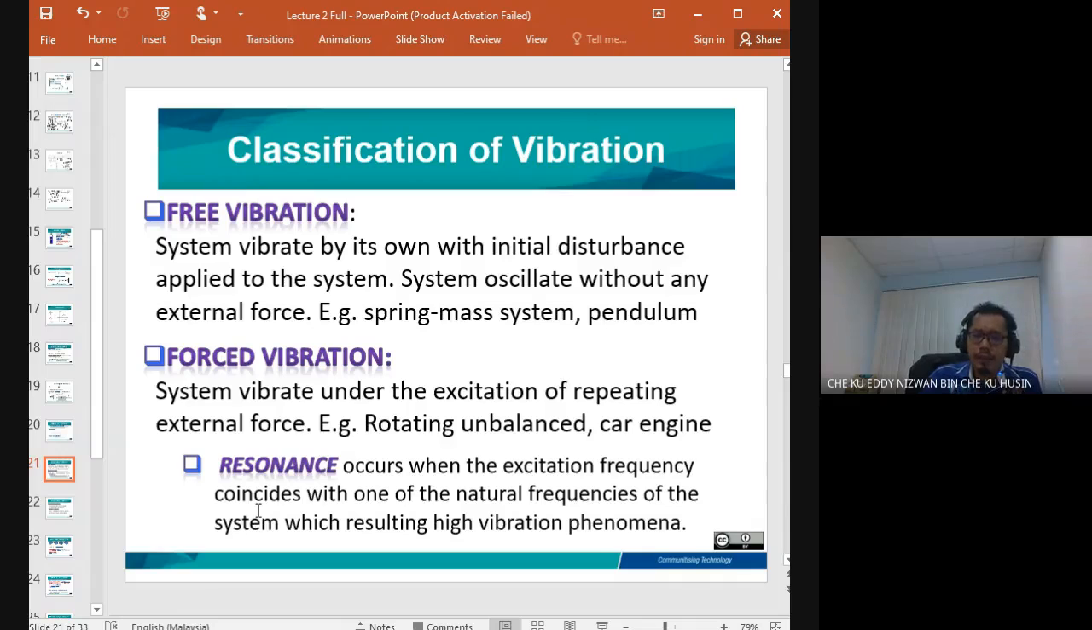So for the resonance, you have to tackle the resonance issue, to ensure that your running speed doesn't coincide with the natural frequency.